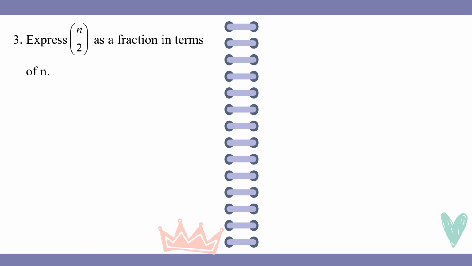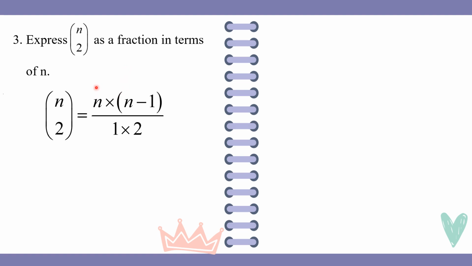If you recall how we evaluated 9 choose 3, we'll use the same method to express n choose 2 as a fraction in terms of n. We will start with n and we'll multiply 2 times. For the denominator, we'll start with 1 and we'll also multiply 2 times. The numerator will multiply downwards. The denominator will multiply upwards. So it will be n multiplying downwards to the next whole number, which is n minus 1. And the denominator will start with 1 multiplying upwards, which is 2. So simplifying, we'll have n times n minus 1 over 2.